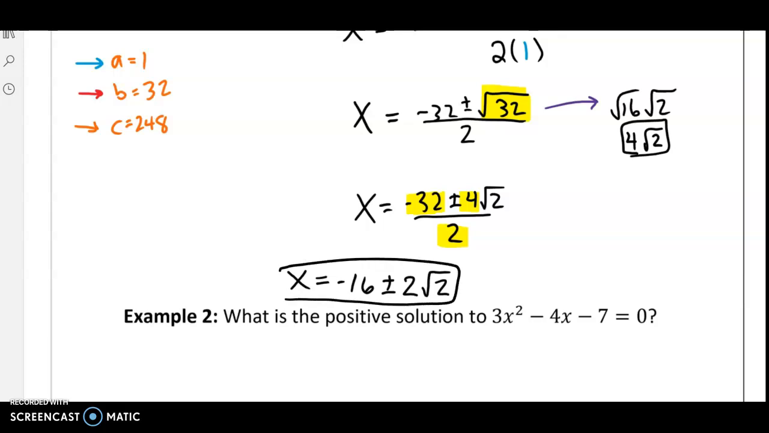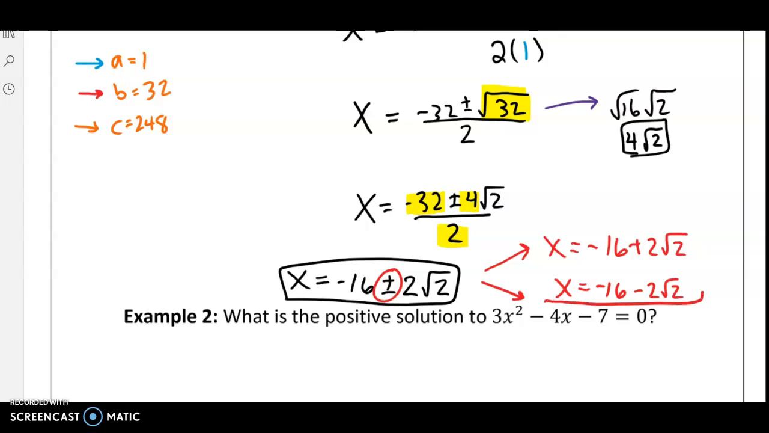These are our solutions. That's right, I said these because this is actually 2 solutions. I'm going to write them out for you right here. One of them is negative 16 plus 2 square root of 2, and the other one is negative 16 minus 2 square root of 2. So I took that plus or minus and I split it into 2 answers.